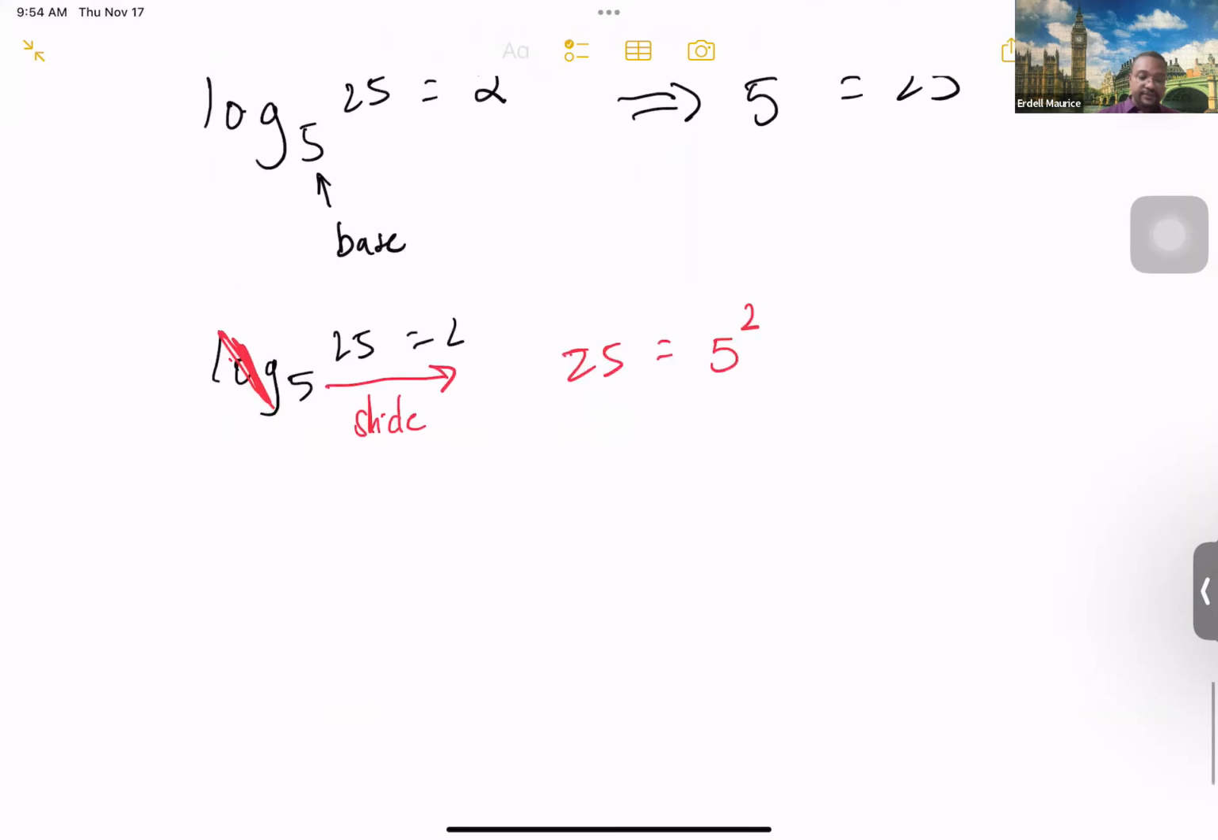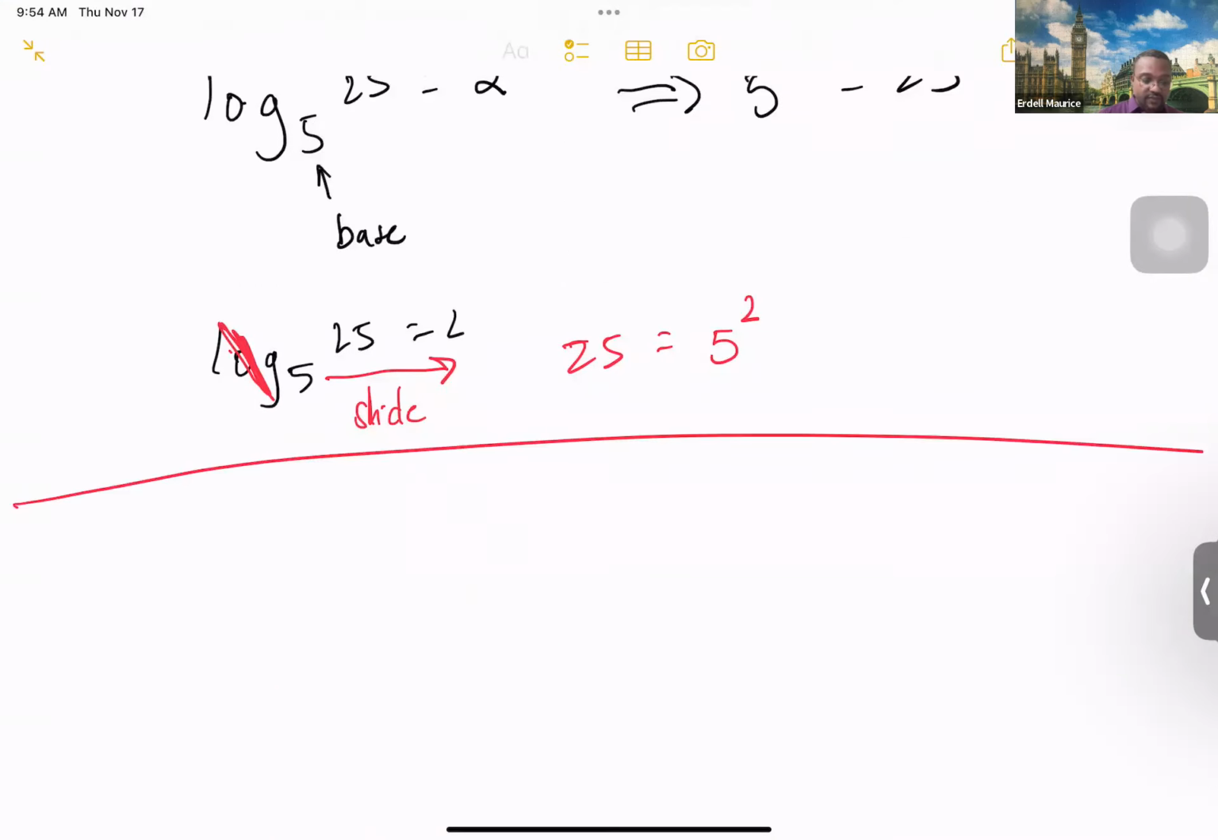Now going the other way, if I have an exponential form, for example, 5 to the third power is 125, and I want to convert this to a logarithm, again, you have to remember that this is the base, and this is the exponent.